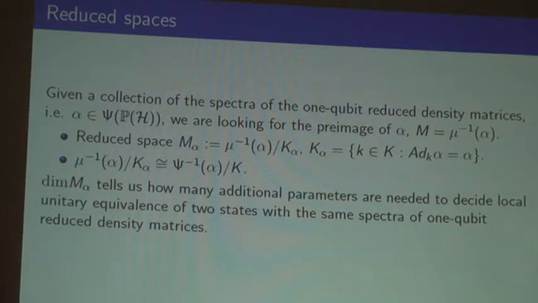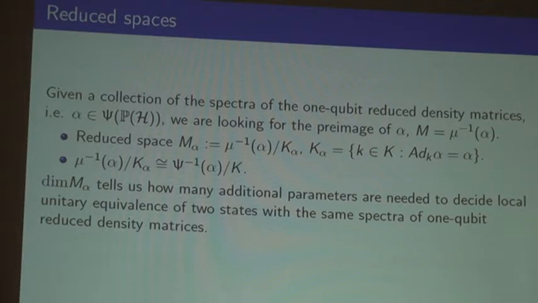So what is the meaning of the dimension of the reduced space? It tells us how many additional parameters are used inside the local unitary equivalence. Because we have two states that have the same spectra of those reduced density matrices, we can suspect that they are local unitary equivalent. But to be sure, we have to look at those reduced spaces.